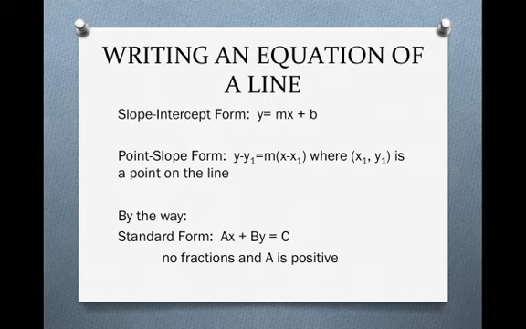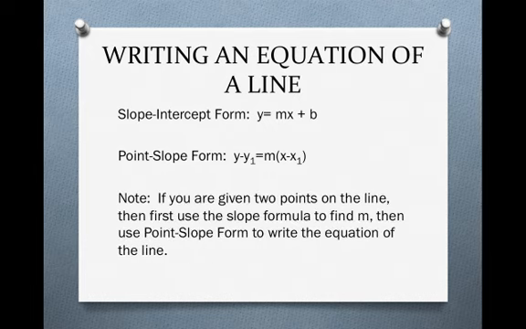Remember, standard form is ax + by = c. There's no fractions, and a is positive. It's like the formal way of writing the equation of a line. Note, if you are given 2 points on the line, then first use the slope formula to find m: (y2 - y1) over (x2 - x1). Then use point-slope form to write the equation of the line.